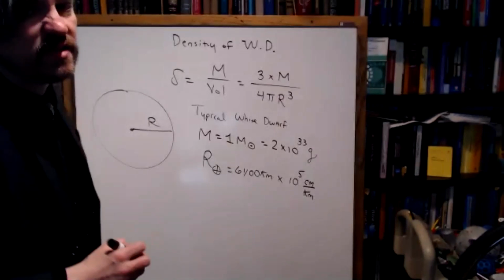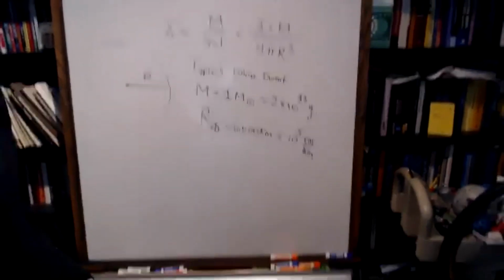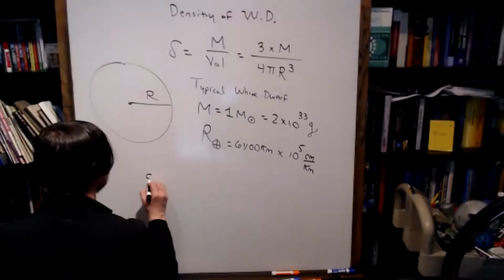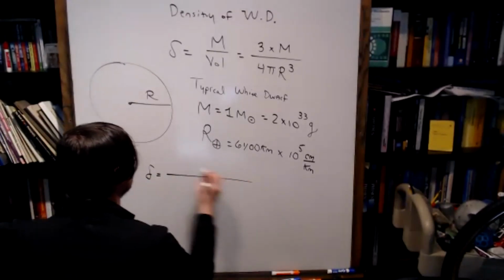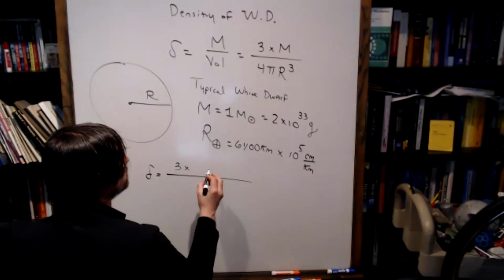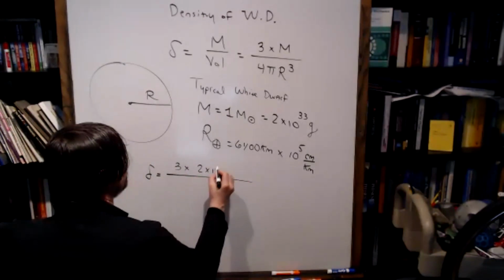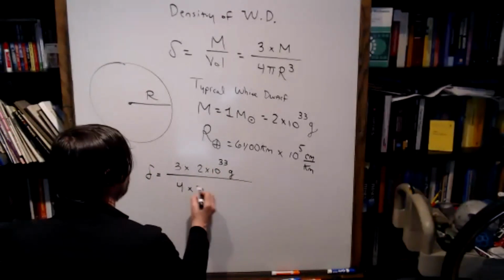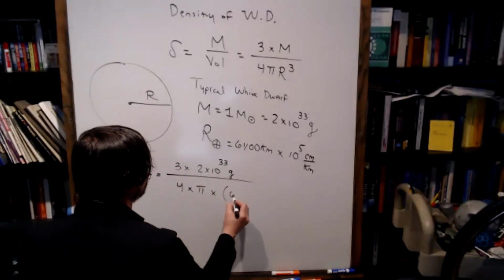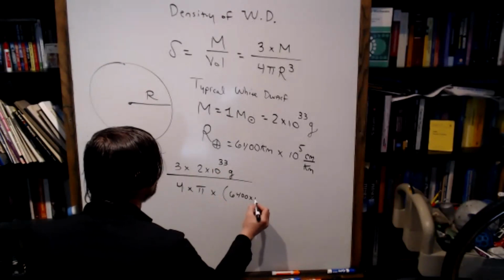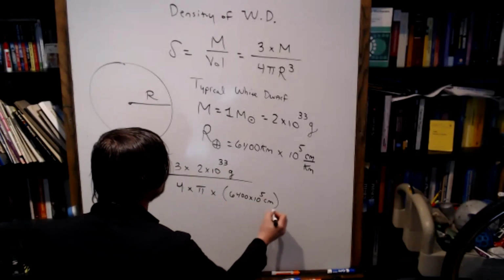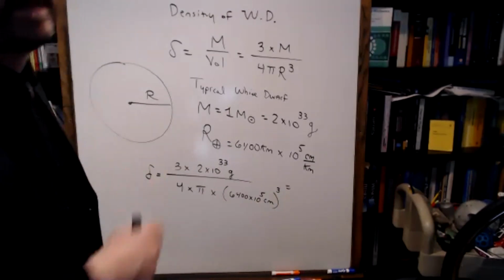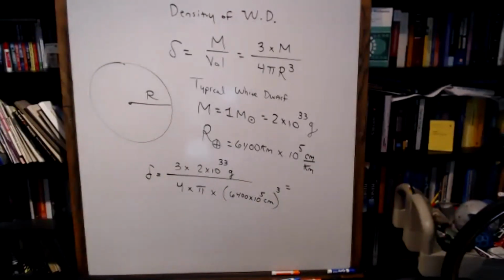Why don't we plug these numbers into our formula, and you guys do the punch-in and tell me what you get. 3 times 2 times 10 to the 33 grams over 4 pi times (6,400 times 10 to the 5 centimeters) cubed. I want a number.